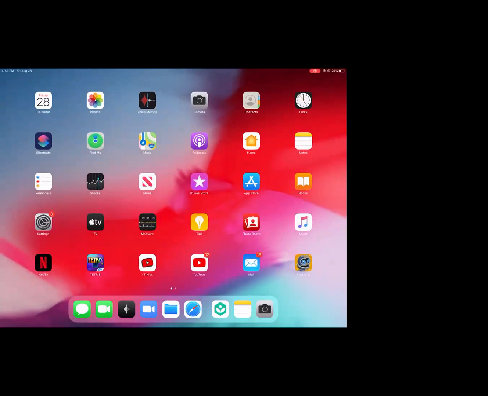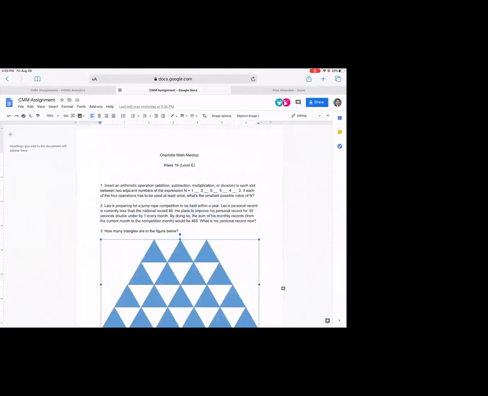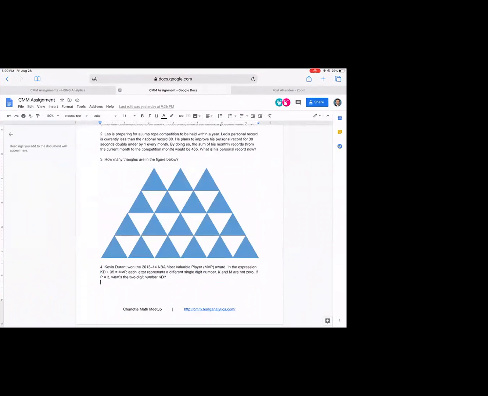Next one. Where is it? Okay, here. Oh, the last problem. Okay, MVP. This one is probably the easiest one. I think all of you had it right. Anyone want to try this?